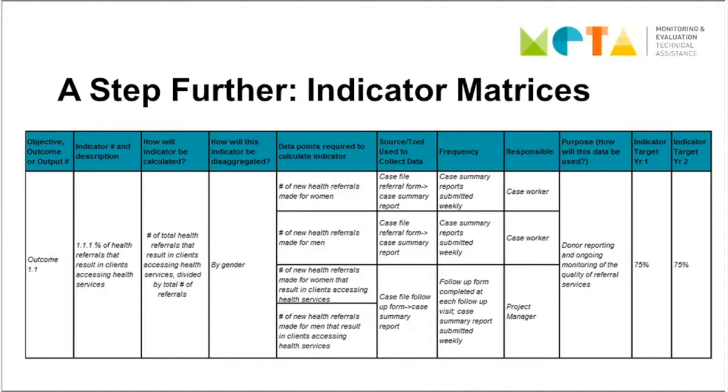Talking about how the indicator will be calculated, disaggregated, exactly what data points are required, where you're going to get those things, who is responsible, the why, the purpose, that's a big one. Why are we doing this? Is it for donor reporting, but is it also for, in this case, monitoring quality of our services in an ongoing way? And then the targets that you attached, again, from your program proposal.